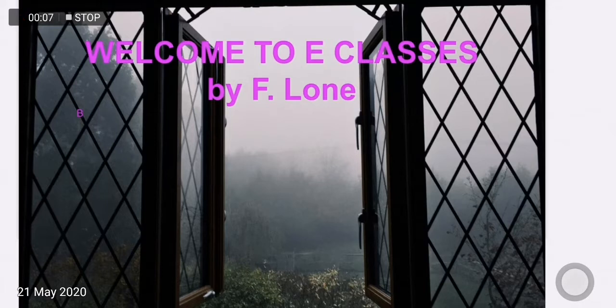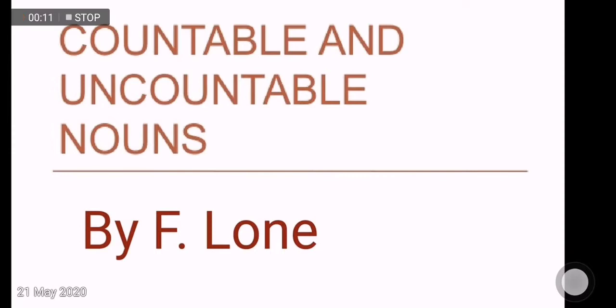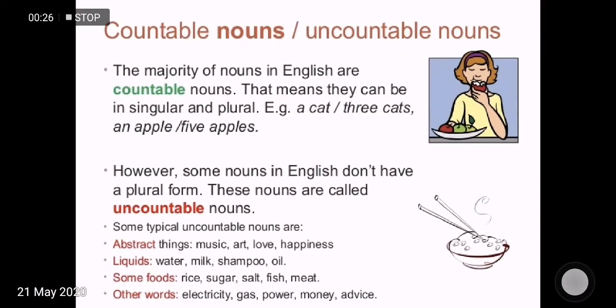Today we have a basic thing about grammar to learn, and that basic thing is countable and uncountable nouns. And I believe that you might have learned about nouns. We have so many kinds of nouns. We have abstract noun, common noun, proper noun, and one of the kinds of noun we have is countable and uncountable nouns. Here's a small description about countable and uncountable nouns.